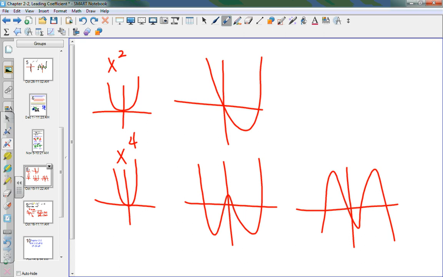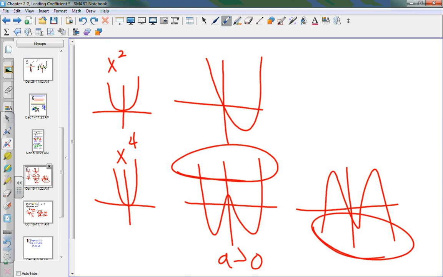Okay? Both of them are rising because that means A is greater than 0. Both of them are falling because its A value is less than 0 because it's been reflected. Do we understand that? Okay.